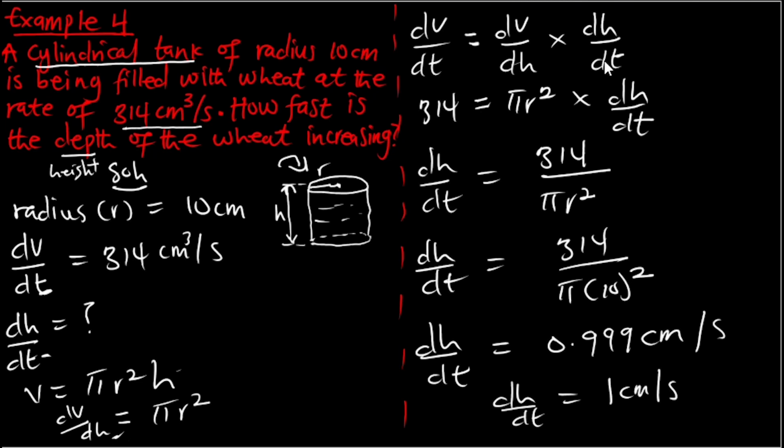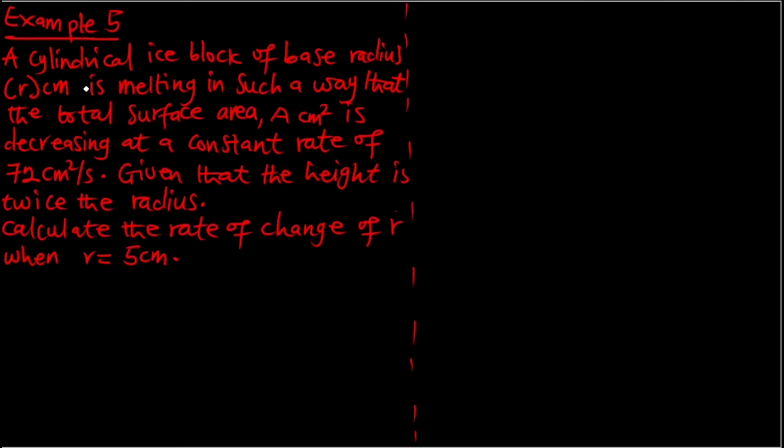Let's look at our last example. Pay attention. Another cylindrical ice block of base radius r is melting in such a way that the total surface area, A centimeter square, is decreasing at a constant rate of 72 meters square per second. Given that the height is twice the radius, calculate the rate of change of r when r is equal to 5 centimeters. This question is quite interesting and involves a lot.